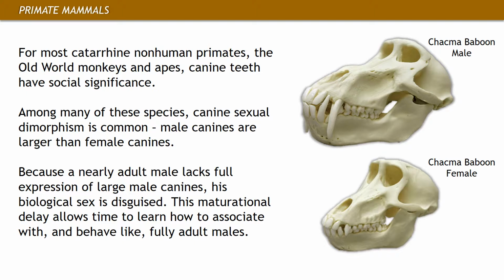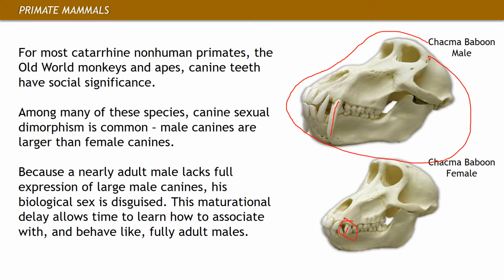So if we take a look at the male Chacma baboon right here, here is his canine. And here is the female below, here is her canine. As you can see, those canines are different in size. Because a nearly adult male lacks full expression of large male canines, his biological sex is disguised. He may have the skull of the male here, but he's got the canine of the female here.